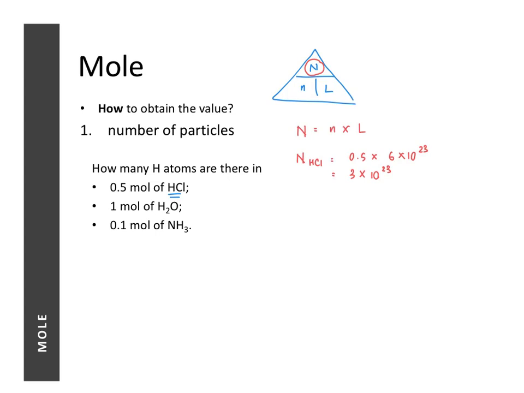Okay, now in the next example, we have 1 mole of water. Alright, so please take special note of this question. So to find number of water molecules, same thing, we take number of moles times Avogadro's number. That will give us 6 times 10 to the power of 23 water molecules. Okay, but take note that the question is asking for how many hydrogen atoms are there.